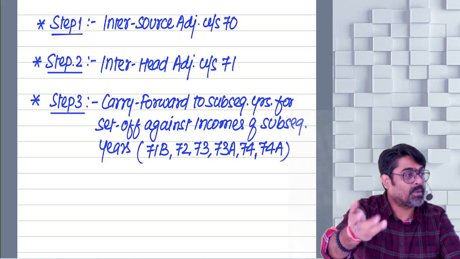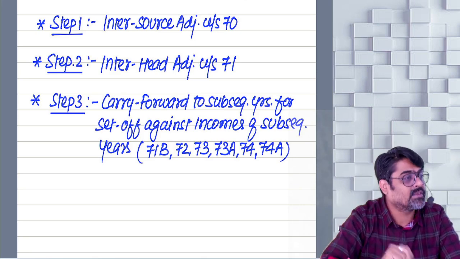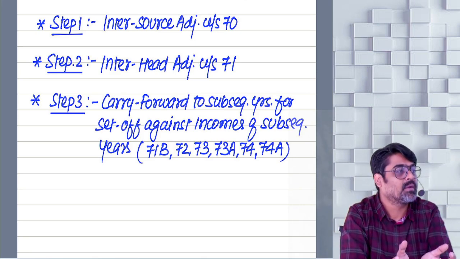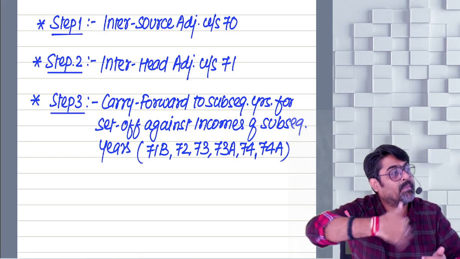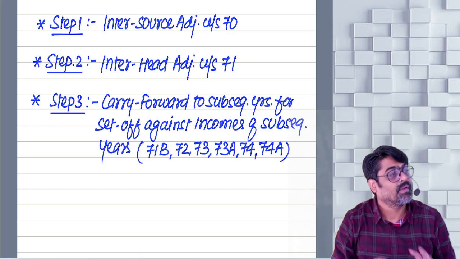Or other house properties are there. They are having positive income, but their positive income is less as compared to this loss. Then the loss will remain. It cannot be adjusted within the head. When will the loss not be able to be adjusted inside the head? When there is no other source of income.